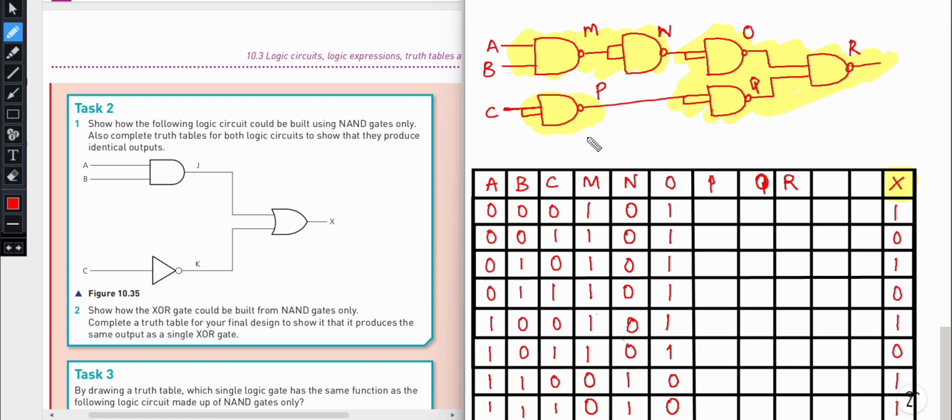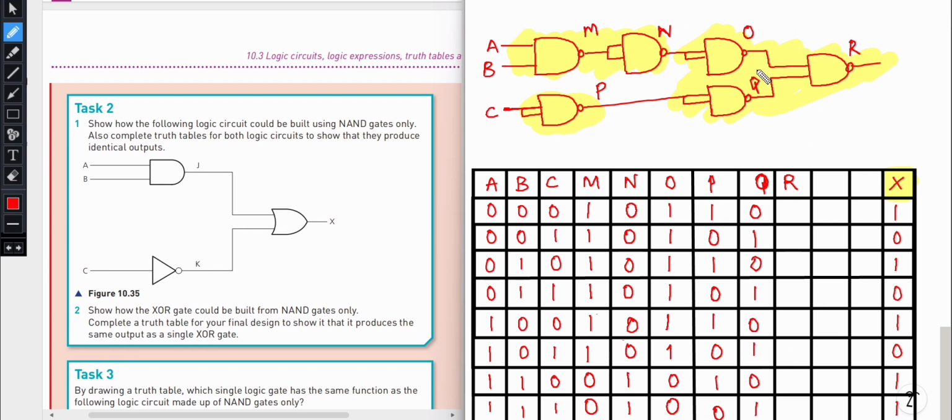Now we have to do the P part. For this one we have to do C NAND C. So C NAND C will be: 0 NAND 0 will be 1, 1 NAND 1 will be 0, and similarly it will be done like this. Now for the Q part, we have P NAND P. For P NAND P, we are going to have 0, 1 NAND 1 is 0, 0 NAND 0 is 1, 1 NAND 1 is 0, and so on. So that's what will happen here.